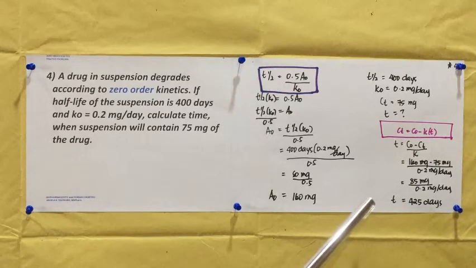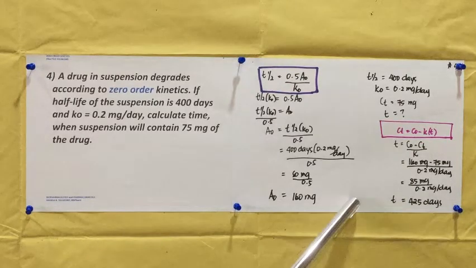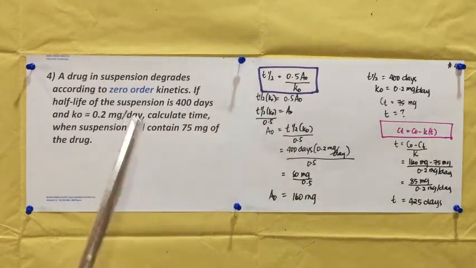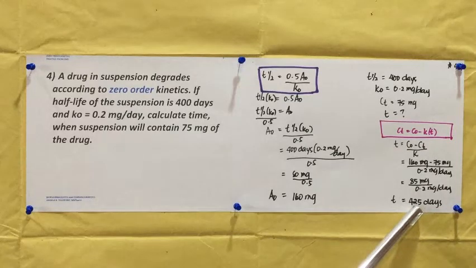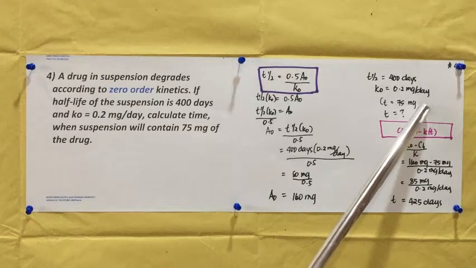So, what does this mean? Meaning na, from a concentration of 160 milligram at time 0, after 425 days, your concentration now is only 75 milligram.